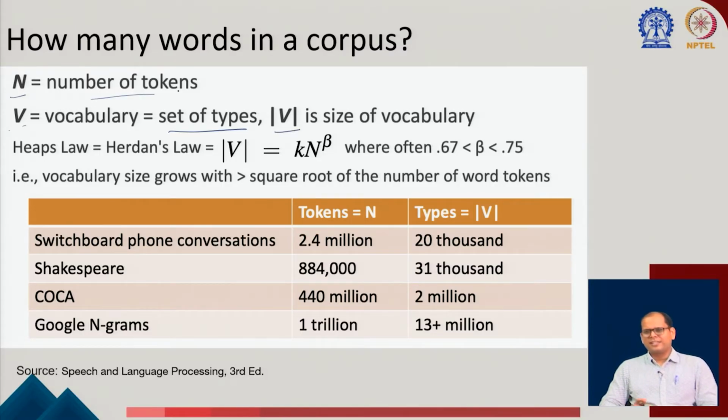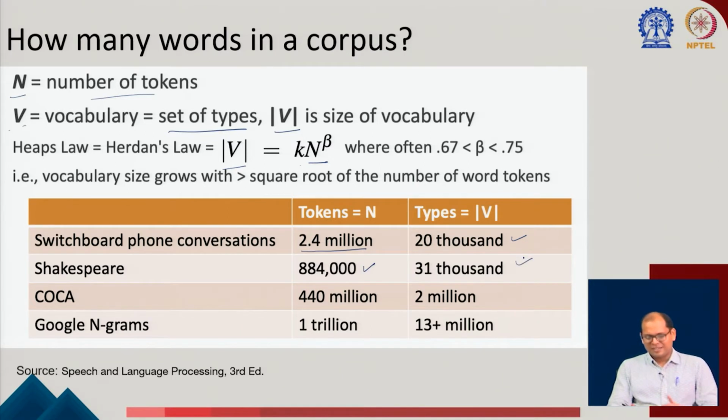Heaps' Law says that this has a relation V = k times n to the power beta, and beta is higher than 0.5. So vocabulary grows with more than the square root of the number of word tokens. For example, in the Switchboard phone conversation corpus, they had 2.4 million tokens but only 20,000 vocabulary. On the other hand, in the Shakespeare corpus, you have 884,000 tokens and 31,000 vocabulary.